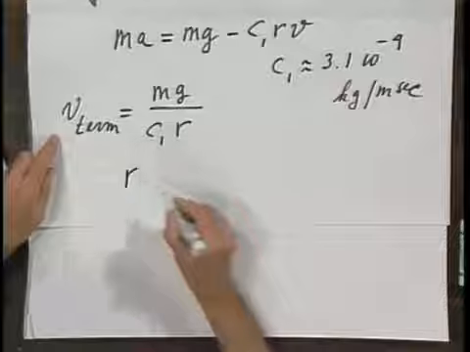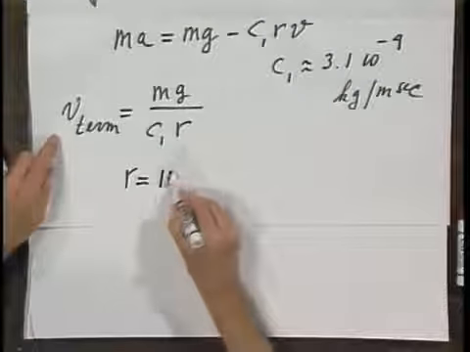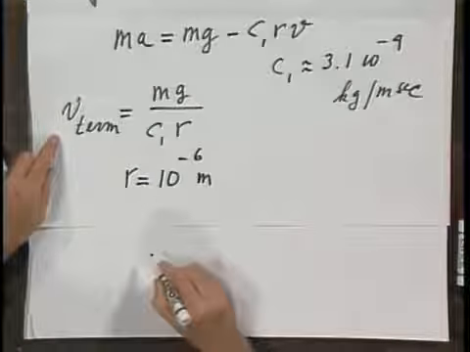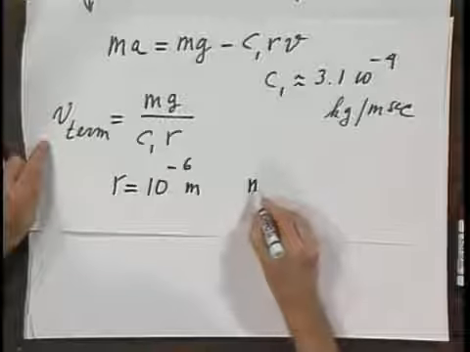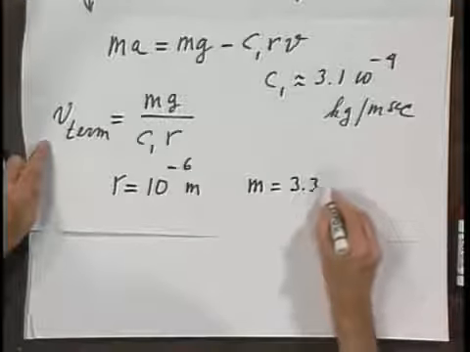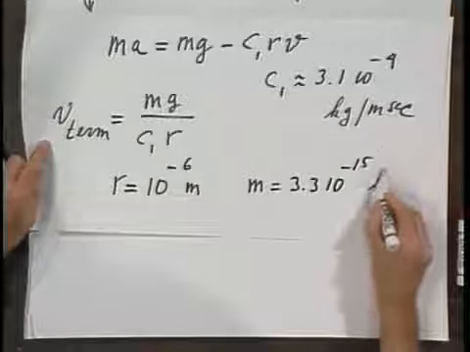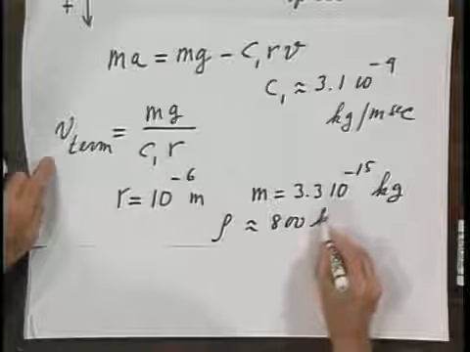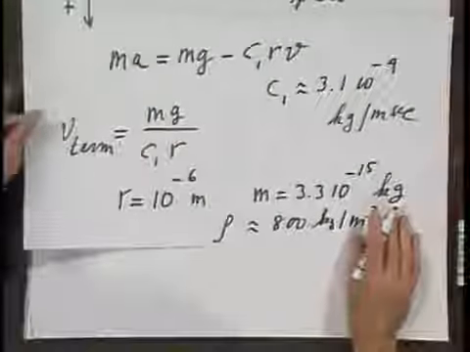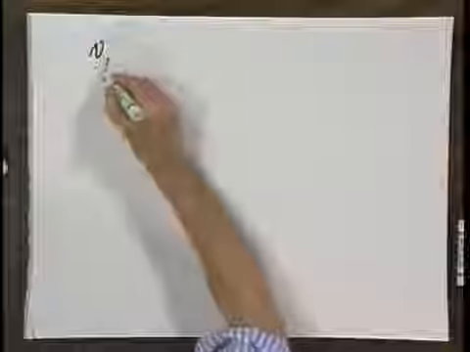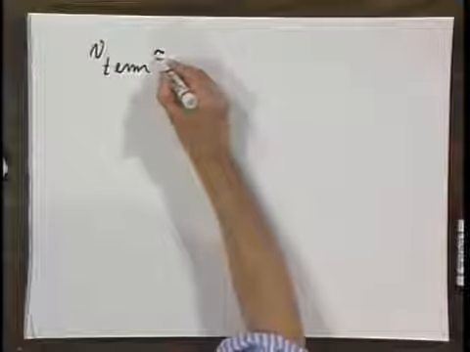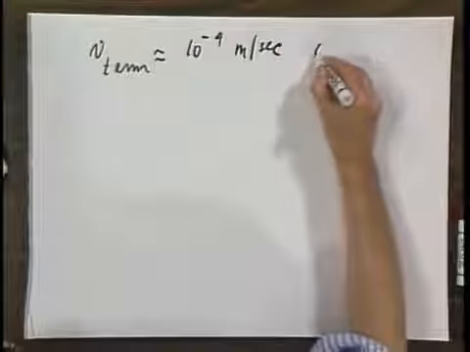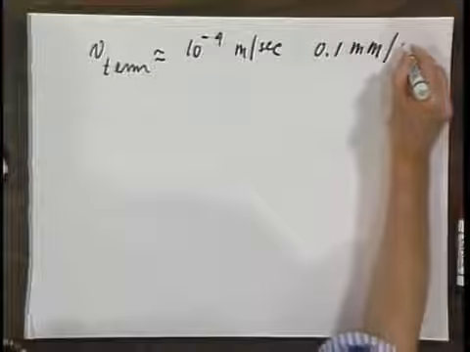If we take an oil drop, which I took before in a different segment, with a radius of 10 to the minus 6 meters, which is 1 micron, and the oil drop has a mass of roughly 3.3 times 10 to the minus 15 kilograms, because the density for oil was about 800 kilograms per cubic meter, then we would find for the terminal velocity approximately 10 to the minus 4 meters per second. It's about 0.1 millimeters per second.